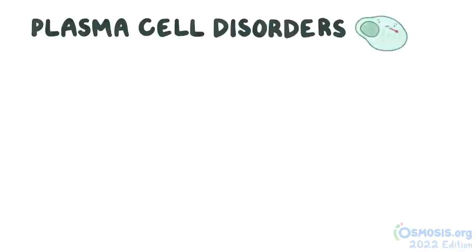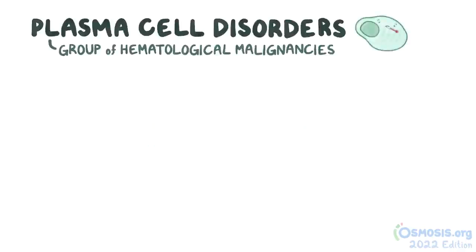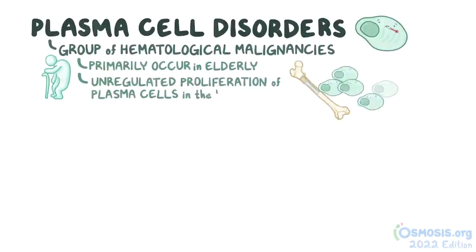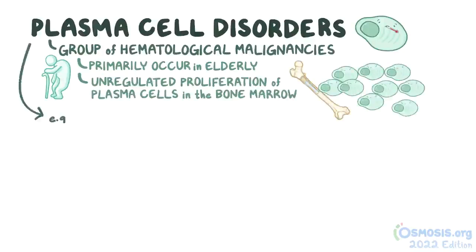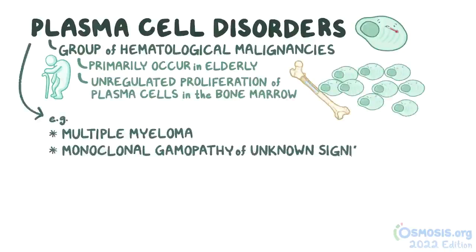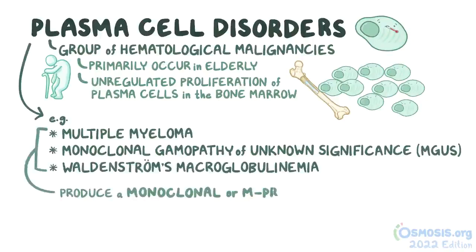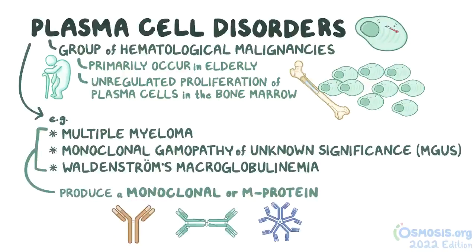Plasma cell disorders are a group of hematological malignancies that primarily happen in the elderly, and are characterized by unregulated proliferation of plasma cells in the bone marrow. They include multiple myeloma, monoclonal gammopathy of unknown significance, or MGUS, and Waldenstrom's macroglobulinemia. Each of them produce a monoclonal or M protein, which is a unique protein of a single type, like a protein clone.